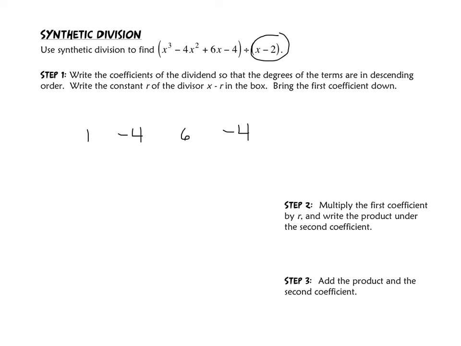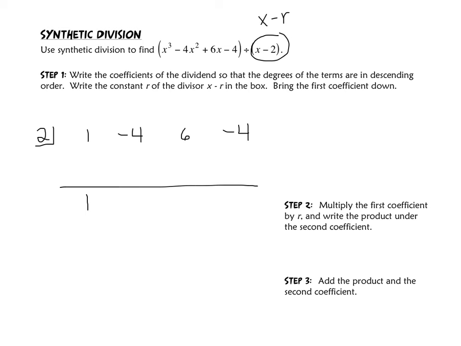Now we're going to write the constants of the divisor out here in this little semi box. If we were dividing by x minus r, we're going to take r. So in our case, because it is x minus 2, r would be 2. And then we draw a horizontal line. Notice that the last part of step 1 is to bring the first coefficient down. Our first coefficient here is 1. We're going to bring a 1 down.